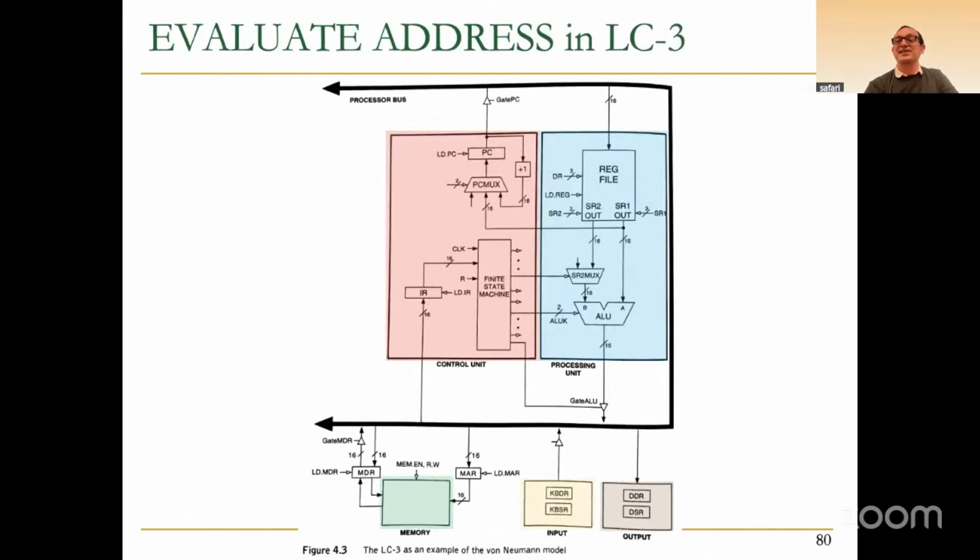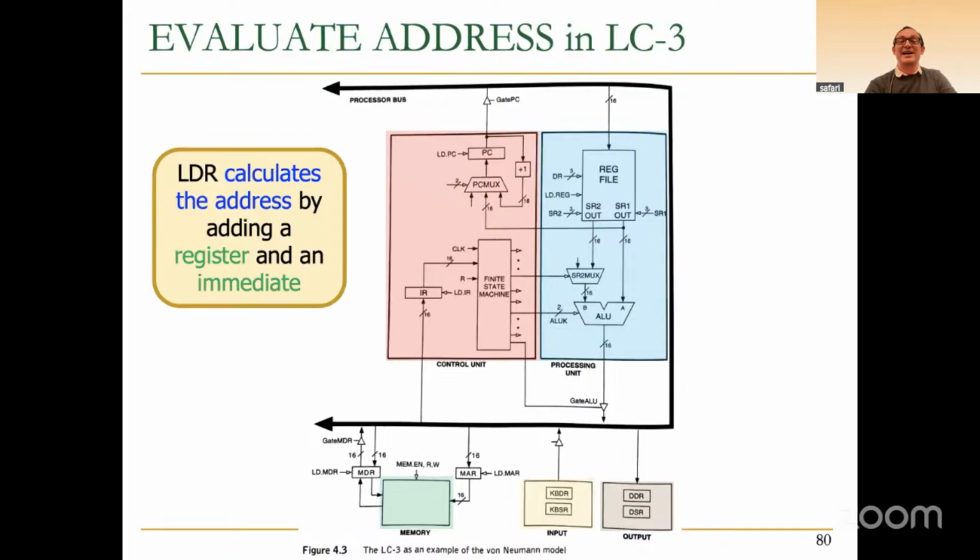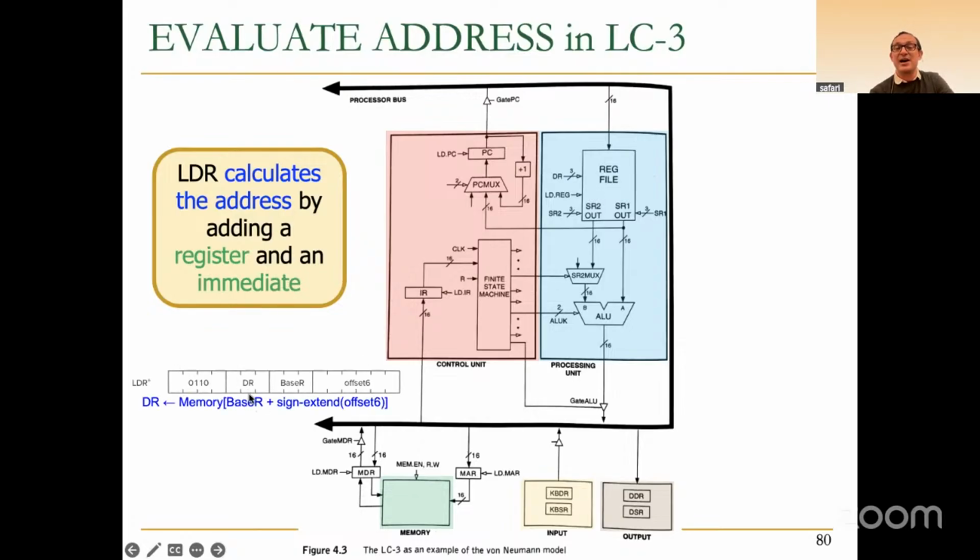So let's take a look at this in the microarchitecture. LDR calculates the address by adding a register and an immediate to each other. This is a specification if you look at this. You have a base register and you have a sign extended offset. We're going to see this later more and more. But basically, you need to take the register value in this state from one of the registers, and then you need to add to it the bottom 6 bits, coming from the instruction register, and you need to put that into the MAR, okay?